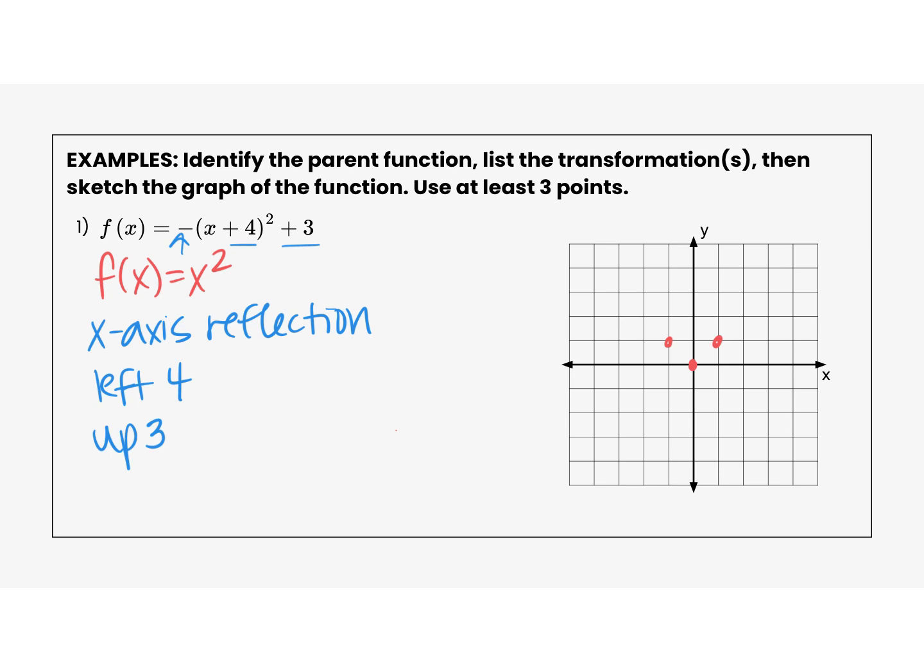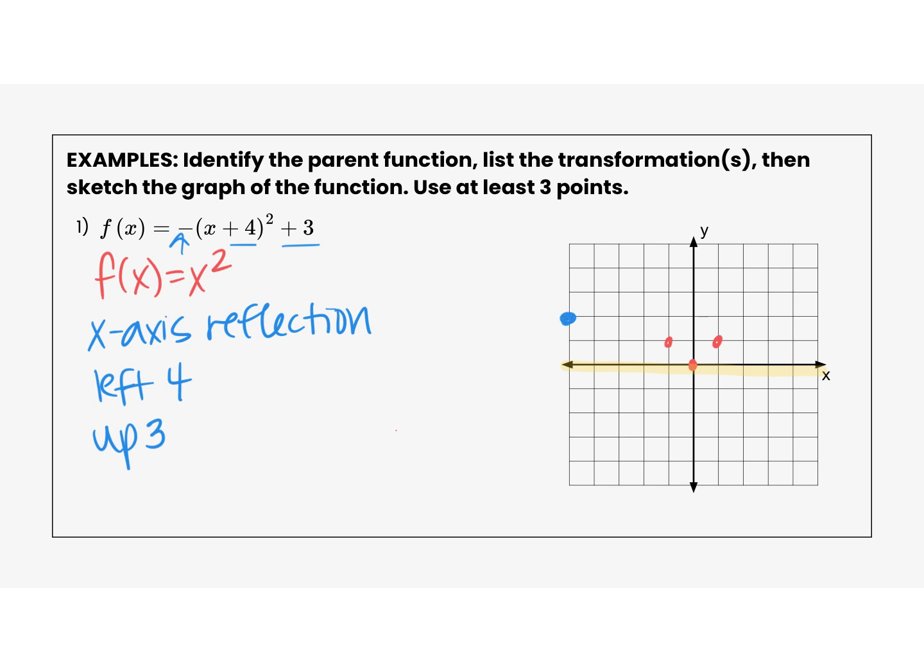Okay, so now I'm going to take my parent function, which is the red dots on my graph, and I'm going to perform those 3 transformations. So first, I'm going to reflect across the x-axis. So instead of opening up like this one does, my points are going to open down. If I look at my first point here, I would reflect it across the x-axis so it ends up at negative 1, negative 1. Then I'm going to go left 4, 1, 2, 3, 4, and up 1, 2, 3. So I'm ending up at negative 5, positive 2.